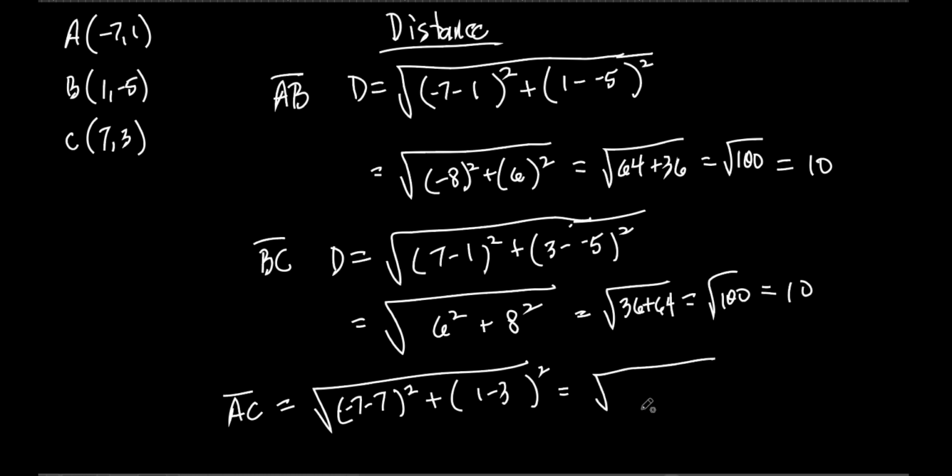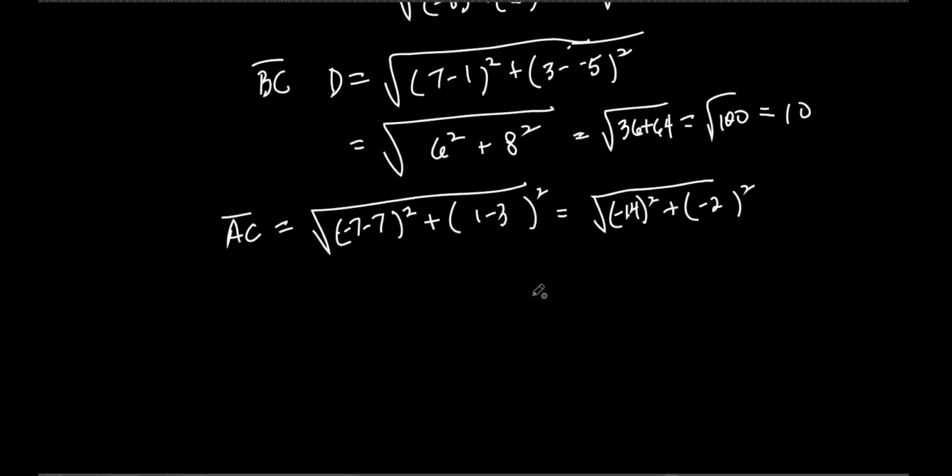This one may not be the same, though. So what's this? Negative 7 minus 7, that's negative 14, right? Squared plus another thing squared, and then what's this? 1 minus 3, that's negative 2. That's squared.